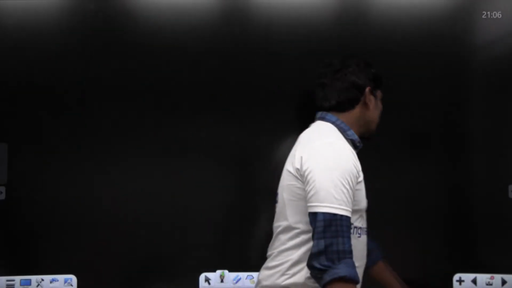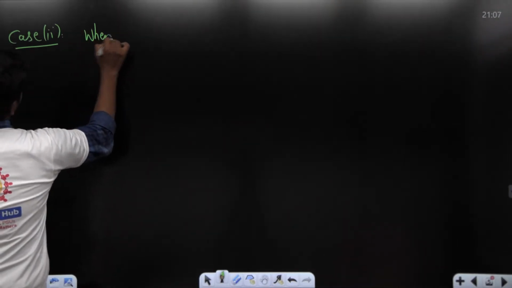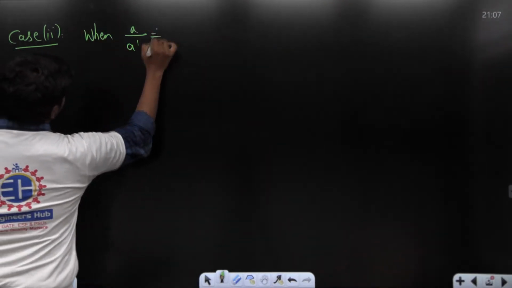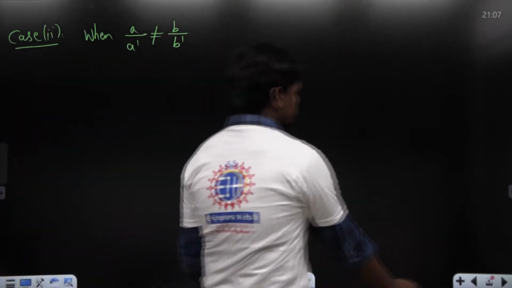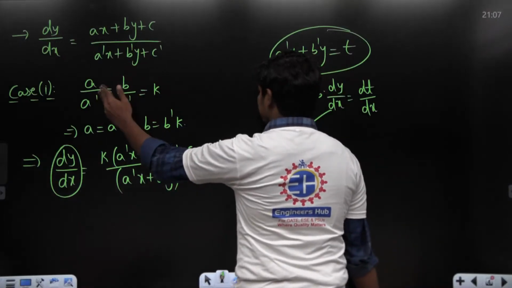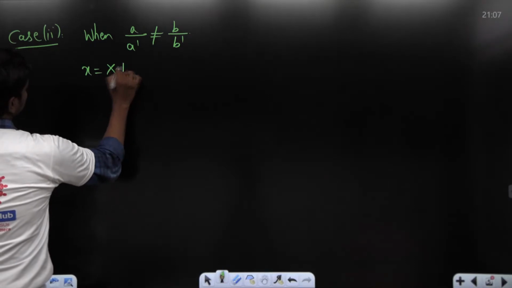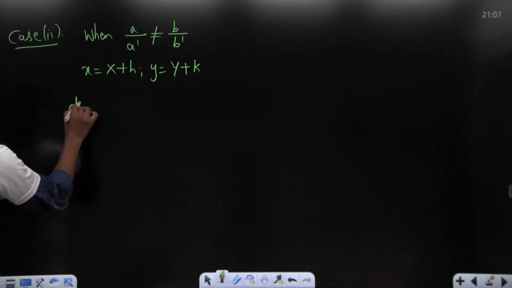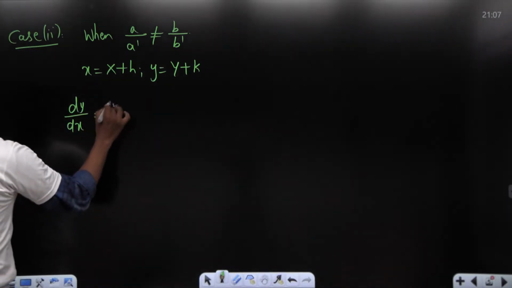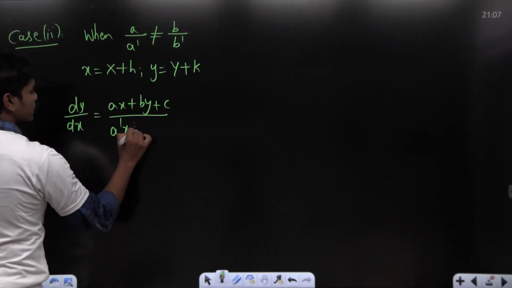Next, in case 2, let us discuss the case when a by a dash is not equal to b by b dash. Let us suppose there is some case like this where, of course, the ratio of these coefficients is not equal. Then you will make a substitution that x is equal to capital X plus h and y is equal to capital Y plus k in the equation dy by dx is equal to ax plus by plus c divided by a dash x plus b dash y plus c dash.